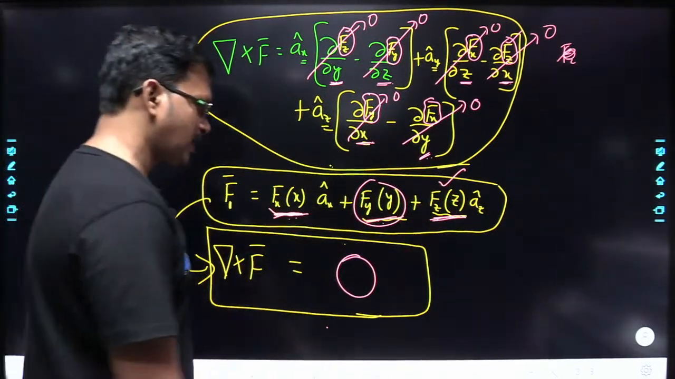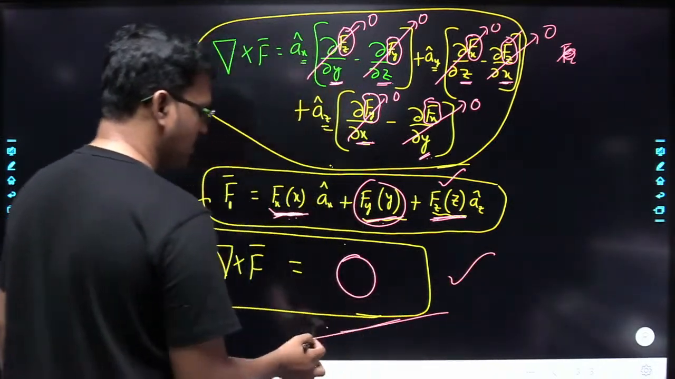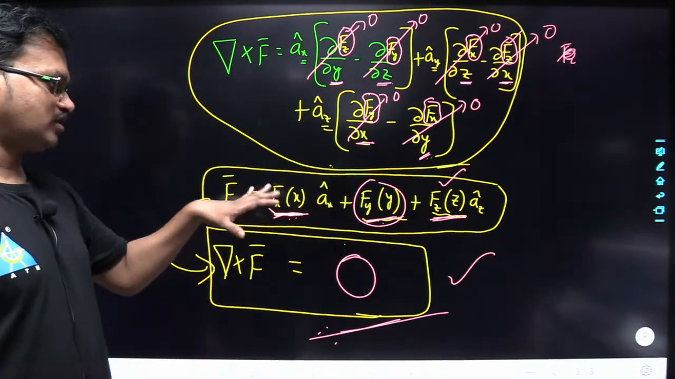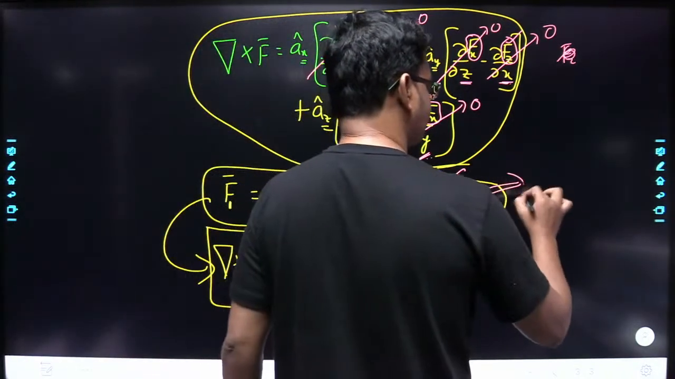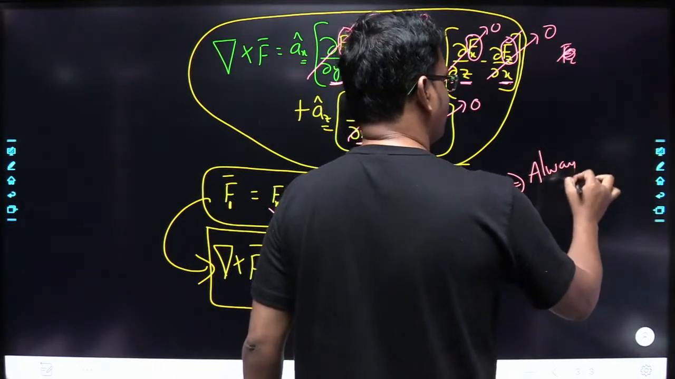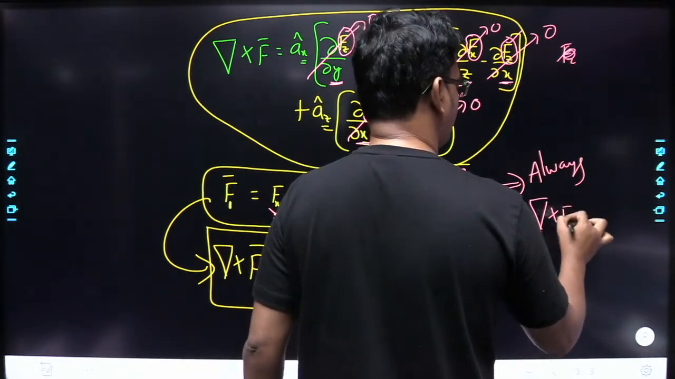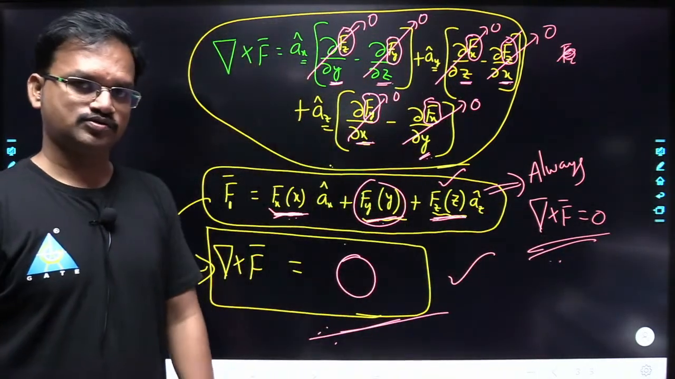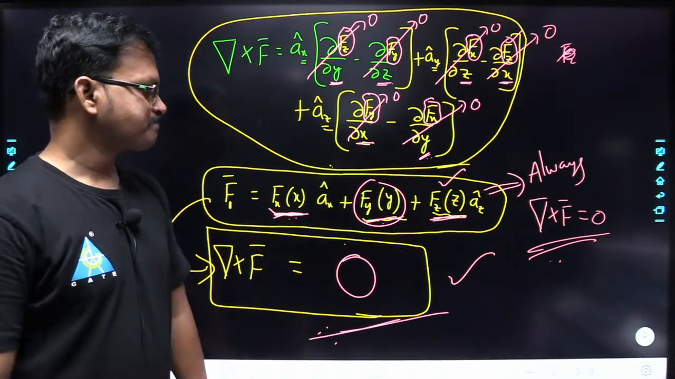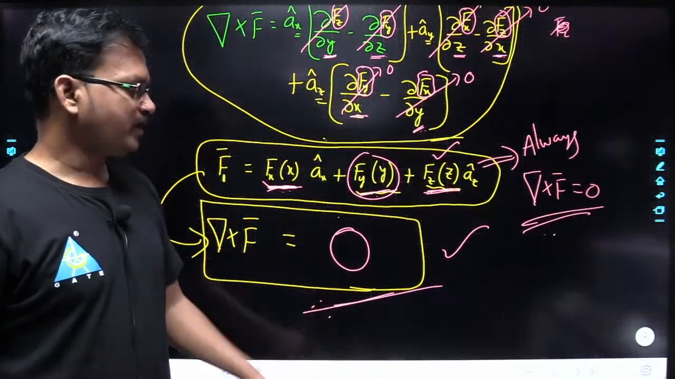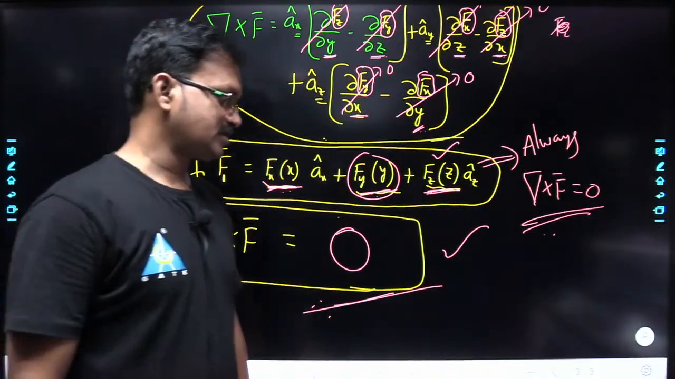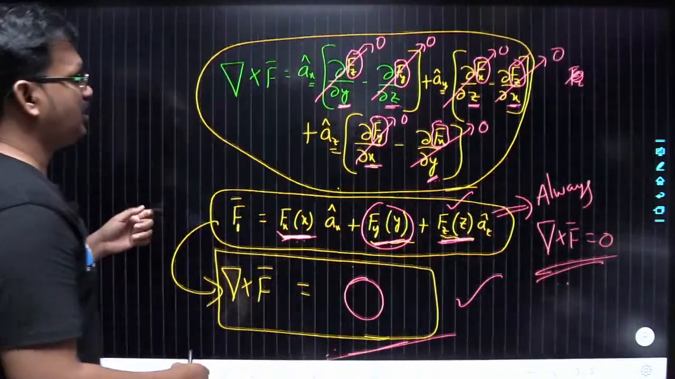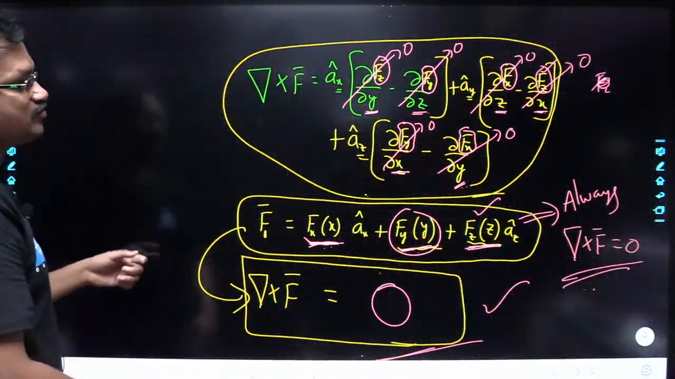So in that case you can directly write the curl of f bar is equal to 0. For this type of fields, always, you can directly write curl of f bar is equal to 0. I hope it is crystal clear. So this is the mathematical expression, and how to expand this curl, and all these things we have discussed here.